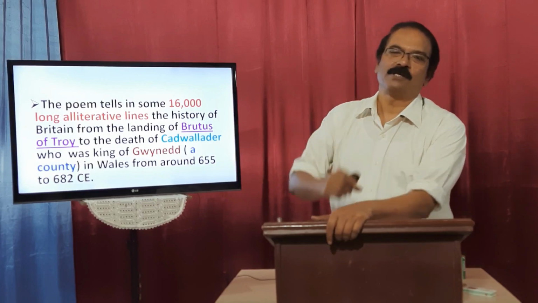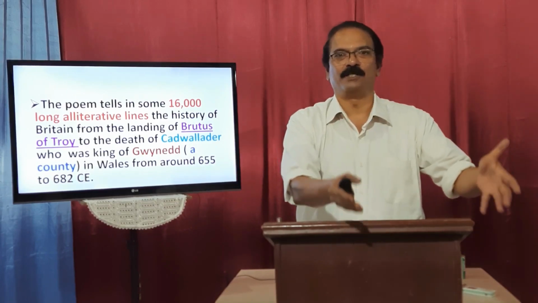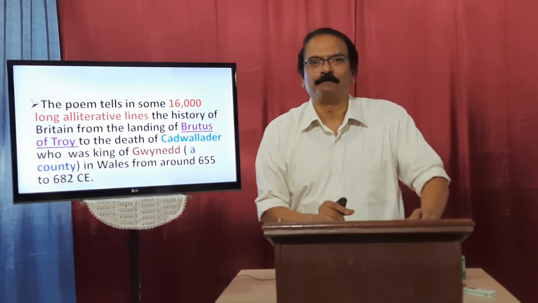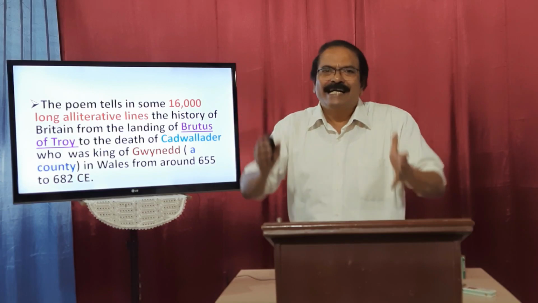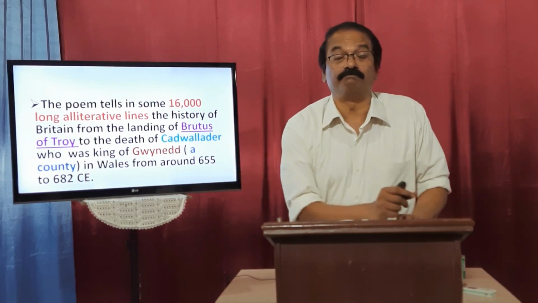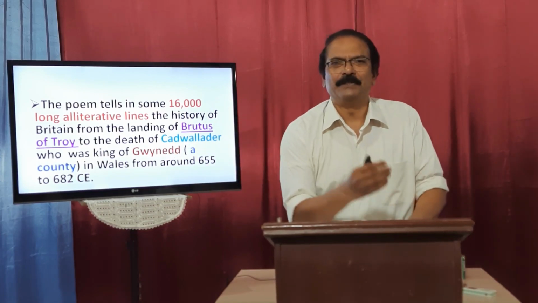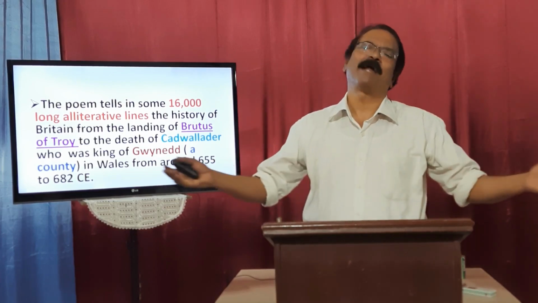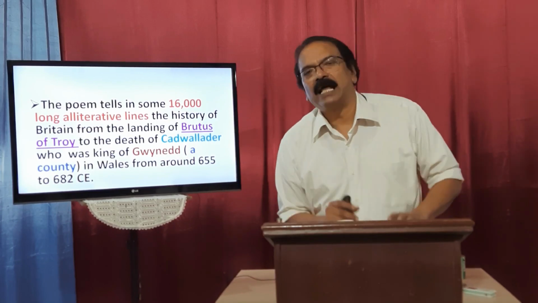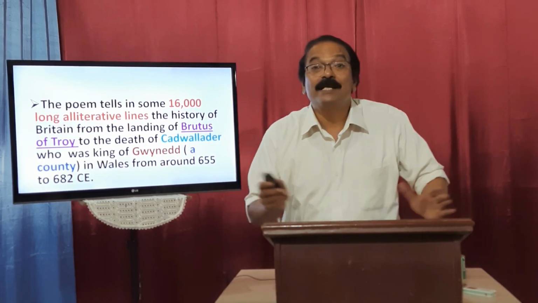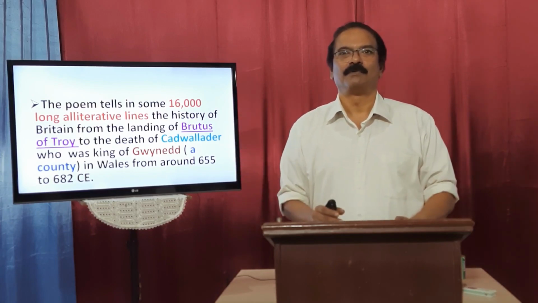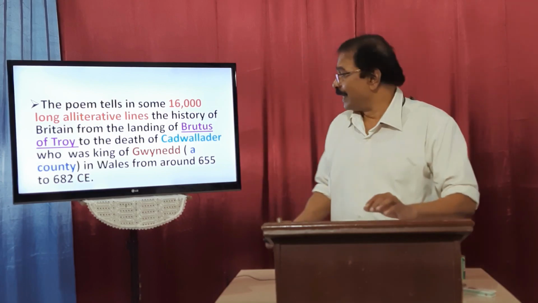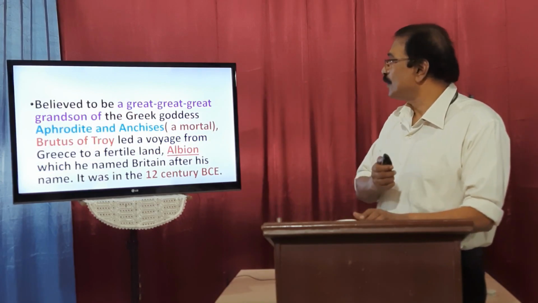And Brutus, along with his compatriots, the freed Trojans, set out on a voyage. And then they came to an island after a long journey. And there was a dilapidated, abandoned, deserted temple devoted to goddess Diana. And he prayed there. When he slept, during his sleep, he saw a dream. Diana appeared before him and told him that he will continue to travel.